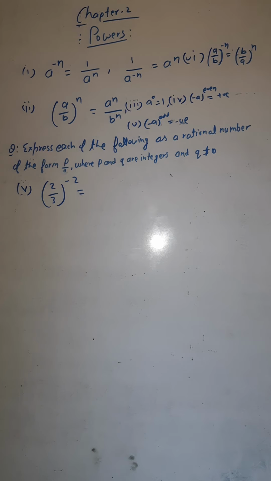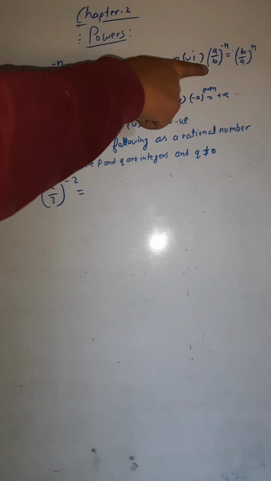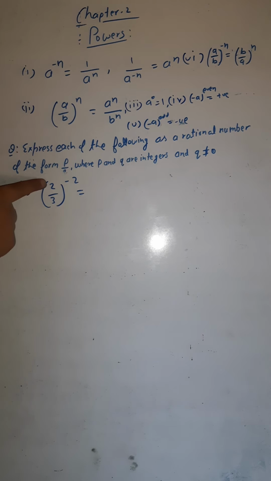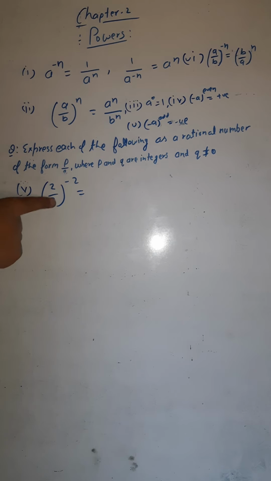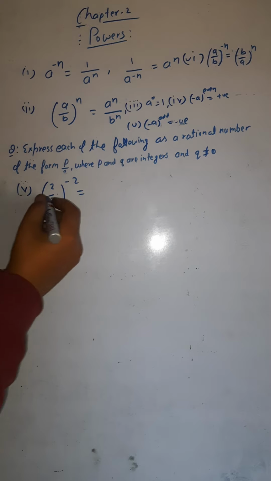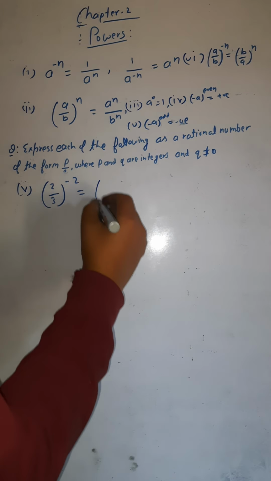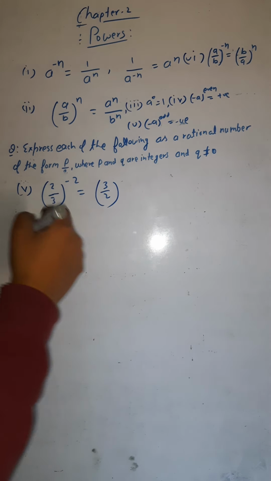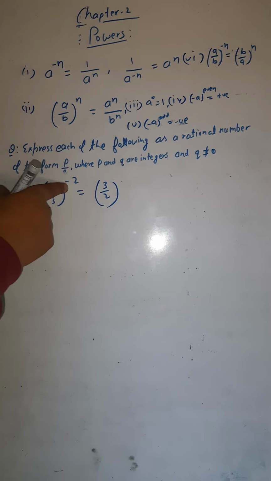Now the next question, similar to the previous one, that is the fourth one. Now look here, 2 by 3 whole raised to the power minus 2. So again you would be using this formula, that is the sixth one. If you want to change it into positive, we would reverse the inside, so it would become 3 by 2. Are you getting this? So it would become 3 by 2 whole raised to the power, this minus 2 would become plus 2 now.